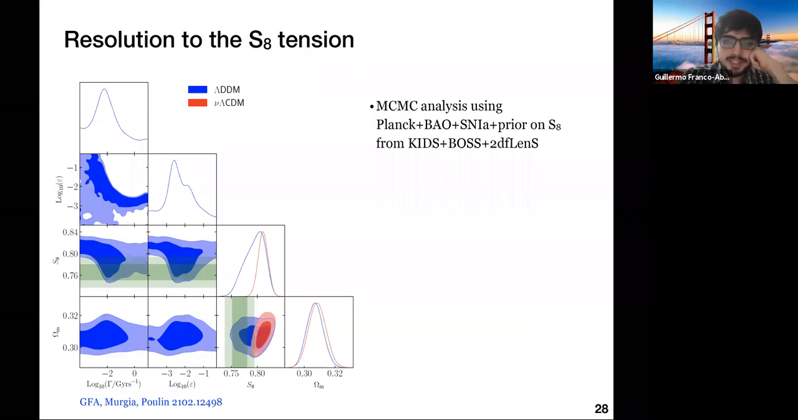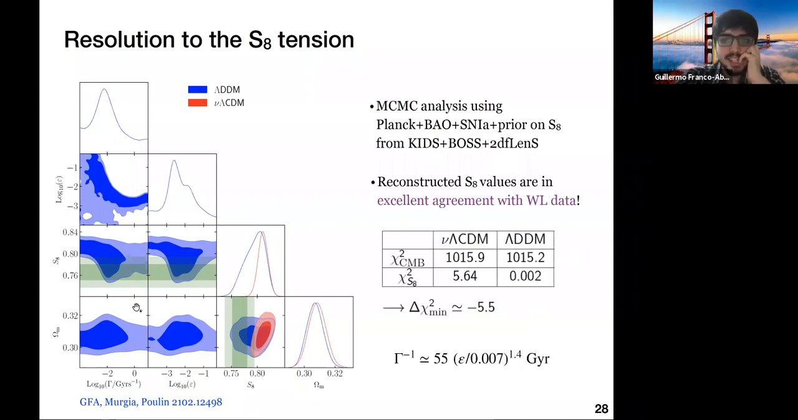In order to test this idea, we have carried out a Monte Carlo analysis using a combination of Planck, BAO, supernova data, and a prior on S8 from a weak lensing analysis that combines data from KiDS, BOSS, and 2dFLenS. The results of this analysis are shown here. We are showing the posterior distribution for the relevant parameters. And what we see is that the values of S8 that we reconstruct are actually in excellent agreement with the weak lensing data that we use, which is indicated here by the green band.